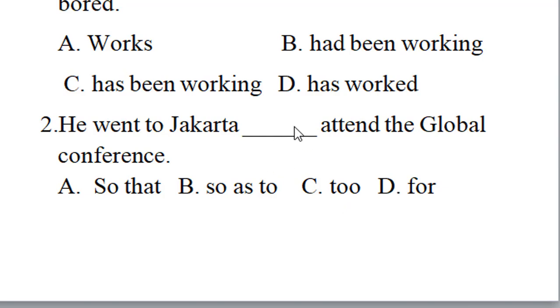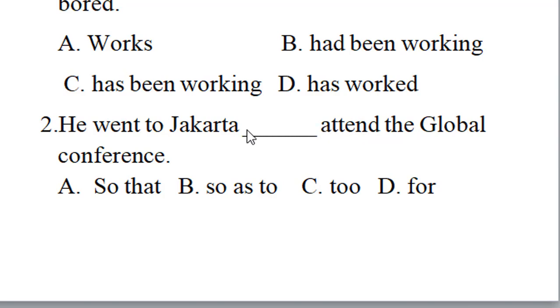So here, the question needs a reason. Why did you go to Jakarta? To attend the conference. So as to attend the conference, or in order to attend the conference. The three distractors do not completely complete the question. From this, B is the answer. So as to attend here. What is important here is to. Just here is a verb, to attend. All right, here is a verb.